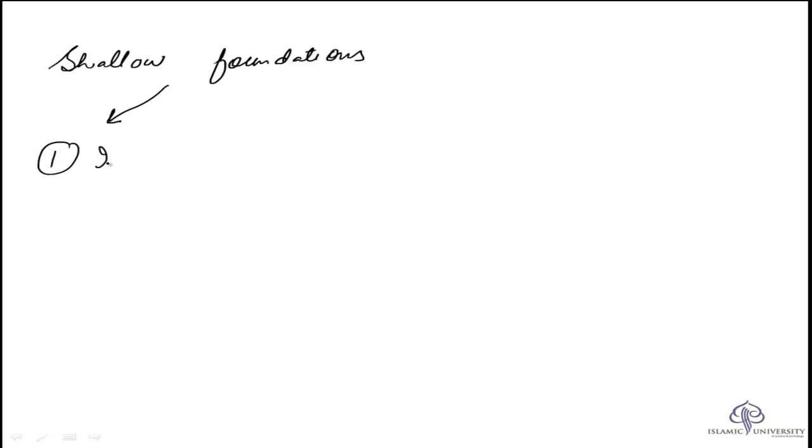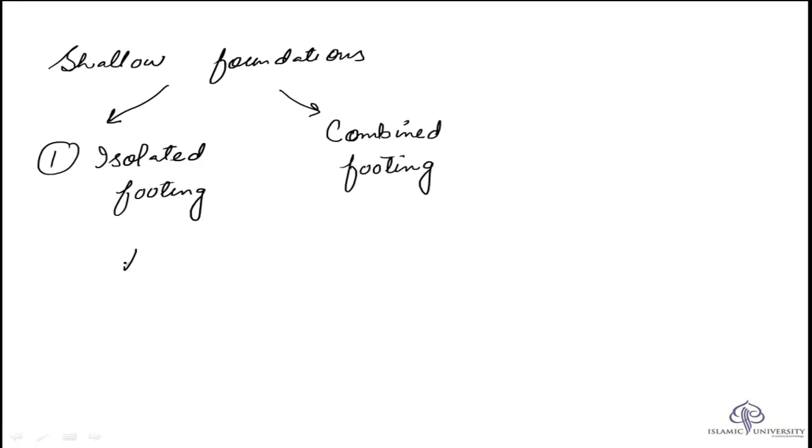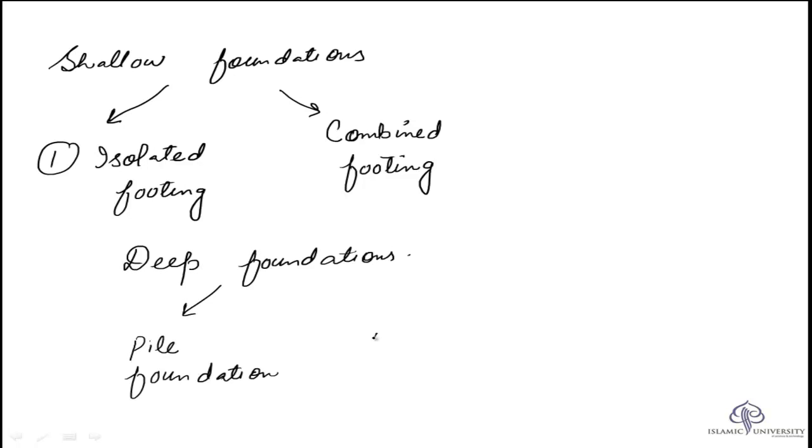Now, coming to the types of shallow foundations. Shallow foundations are of two main types. One is isolated footing and second is combined footing. Deep foundations are also of two types. One is pile foundation and another is well foundation. In this course, we have to deal with the design of shallow foundations only.